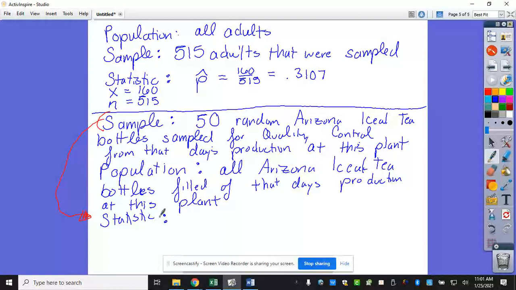So what is my symbol for average, for mean? Mean for a sample? x bar equals 19.6 ounces. And my units, I've got to have the ounces, right? And now some problems are going to give us multiple statistics or multiple parameters, so it doesn't mean there's one of each.